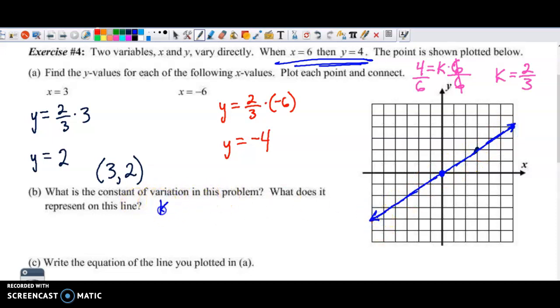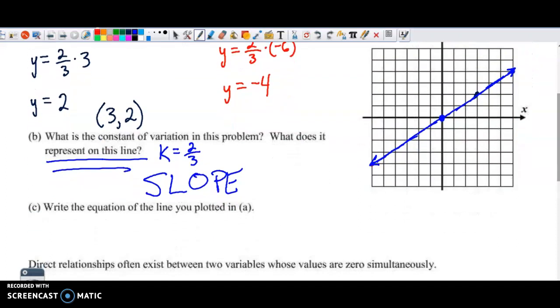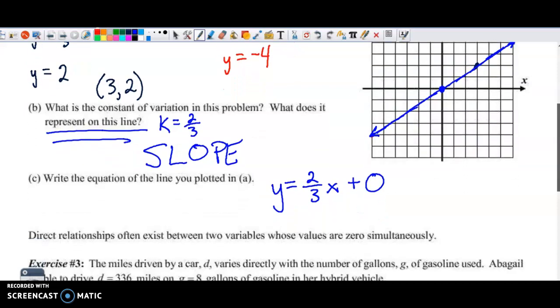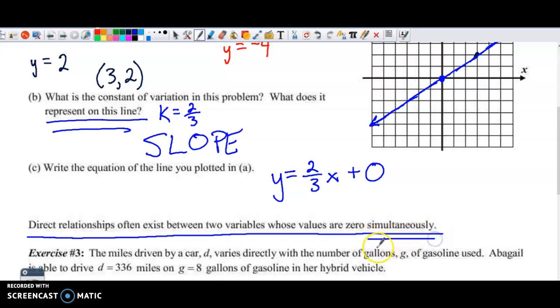So the constant of variation, remember we used k a lot for that, was 2/3. We solved that. And what does it represent on this line? It is the slope of the line. And if I asked you to write the equation of this line, it would be in slope-intercept form, y equals 2/3 x. You don't have to write plus 0, but that might help you understand direct variation, especially if you are good at y equals mx plus b. And that's exactly what this is saying. It exists two variables whose values are 0 at the same time. That's what simultaneously means.